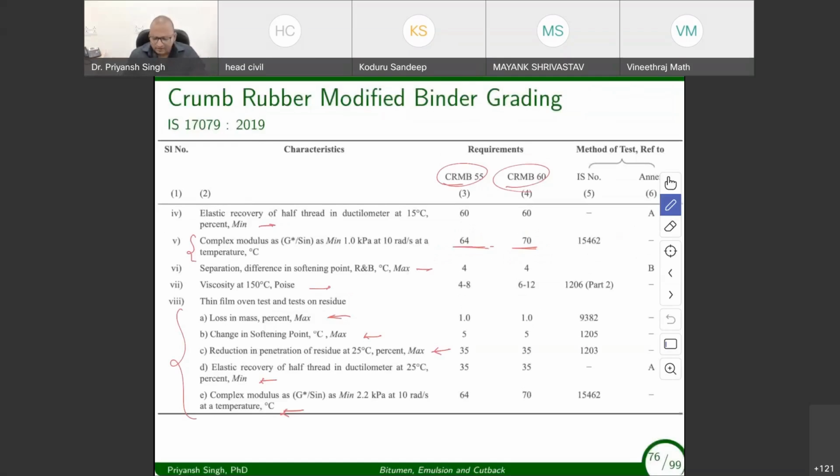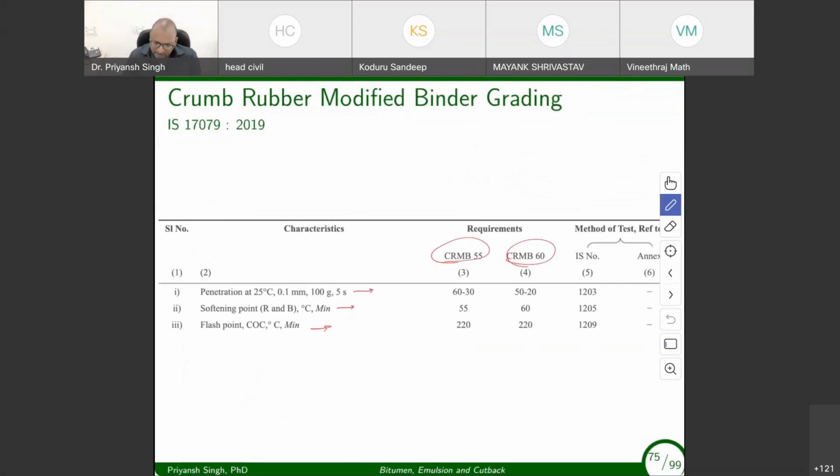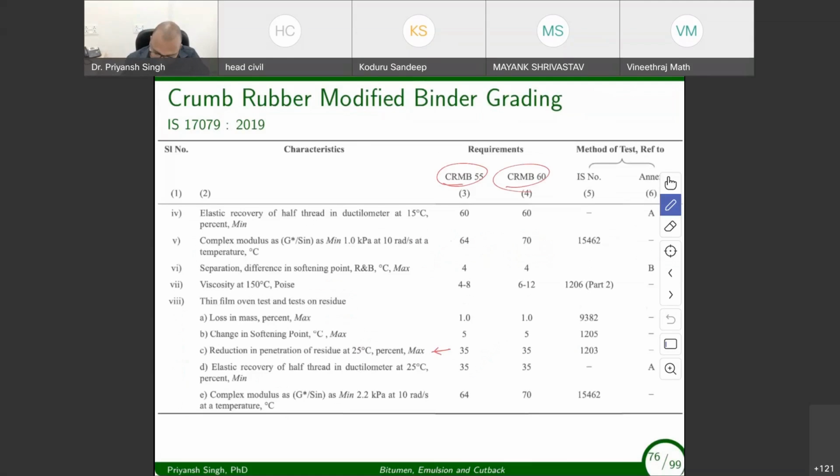Although the use of natural rubber modified binder is very limited, mostly you will see that CRMB is more popular in the field.